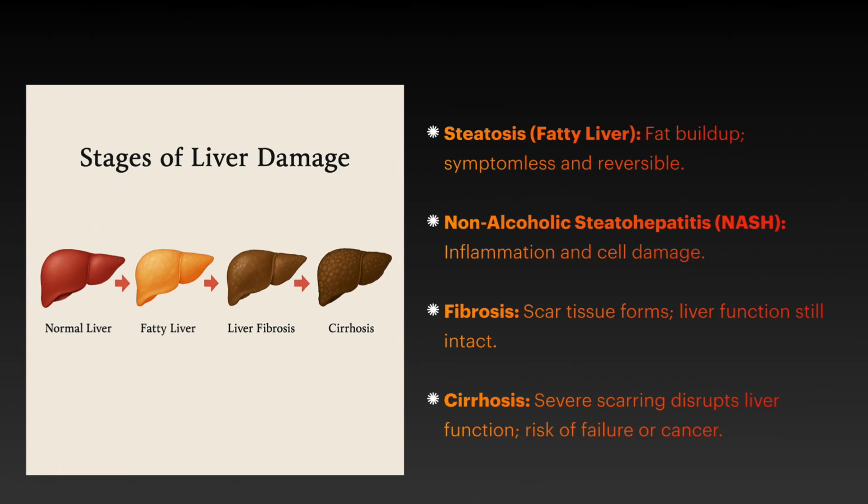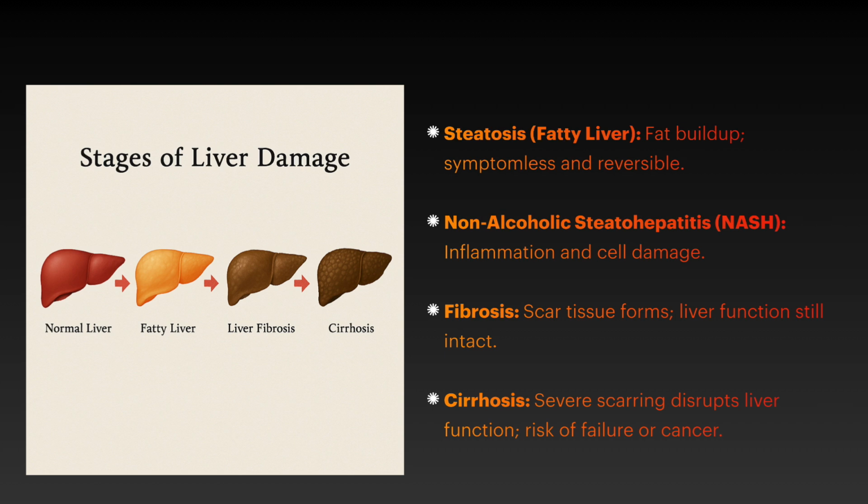Fatty liver disease doesn't happen overnight. It progresses through 4 stages. Steatosis. This is the initial stage where excess fat builds up in liver cells. It is often symptomless and reversible with early intervention. Non-alcoholic steatohepatitis. In this stage, fat accumulation triggers inflammation and damage to liver cells. This is a critical turning point because untreated non-alcoholic fatty liver disease can lead to scarring.